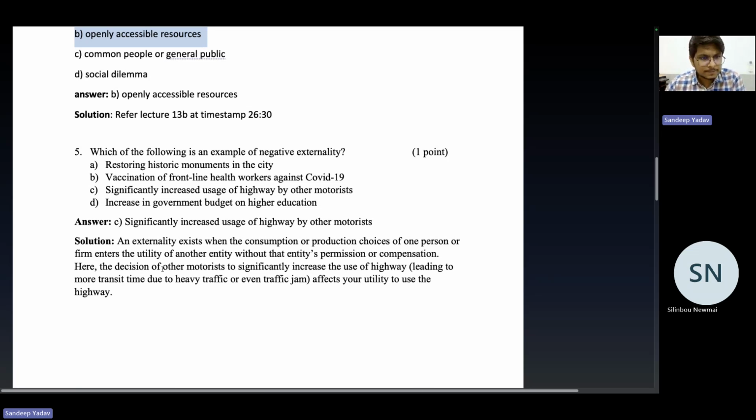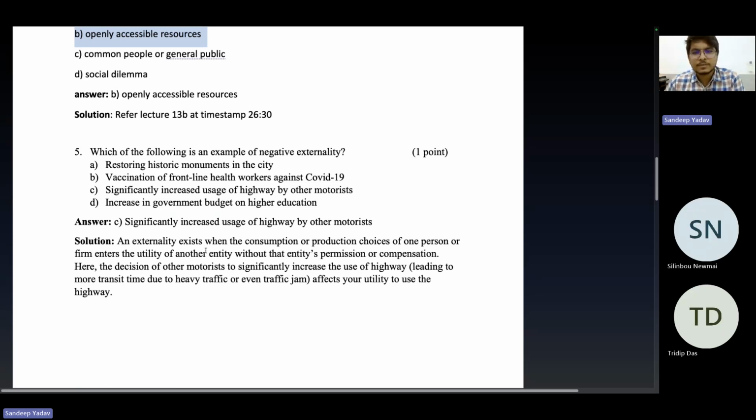So here the explanation says an externality exists when the consumption or production choices of a person or firm enter the utility of another entity without the entity's permission or compensation. So here the decision of the motorists to significantly increase the use of highways leads to more transit time due to heavy traffic, and also affects the pollution levels.